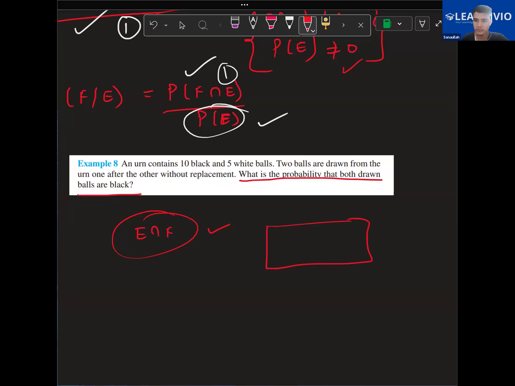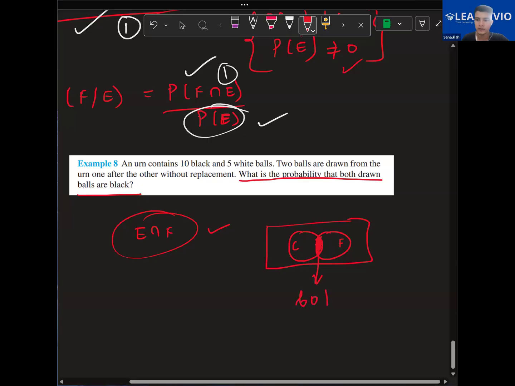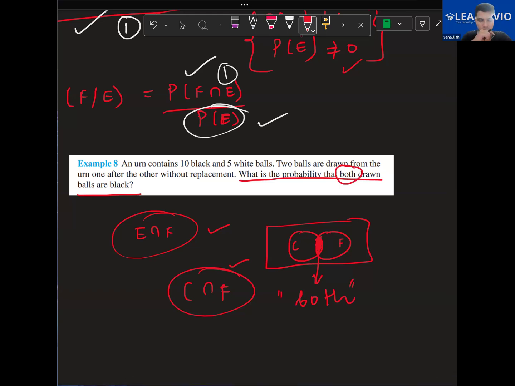If I give an example, like these play cricket, these play football. If I ask you to tell me the number of students who play both cricket and football, I use the word both, right? So this is the intersection, C intersection F. So this 'both' represents that you have to find the intersection.